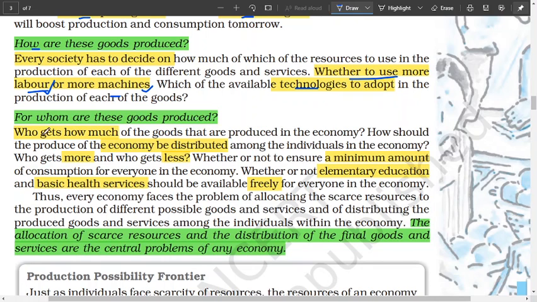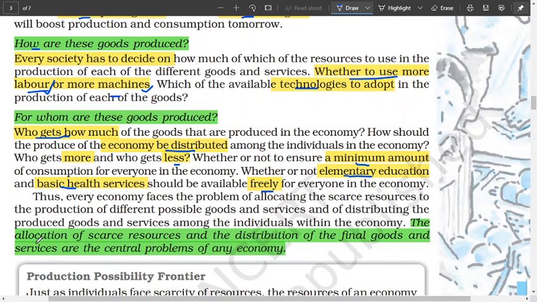After they produce, who gets how much? Where will these goods go? Who will consume them? How will these goods and services be distributed? Who will get more? Who will get less? Or whether we'll simply give a minimum amount to all so that no one will stay hungry. We have to decide. Or we need to give services like elementary education and basic health, and whether it should be free for everyone or not. That we need to decide. So this is the headache of the economy, that it has to answer the third problem.